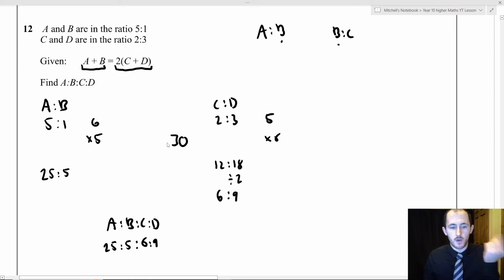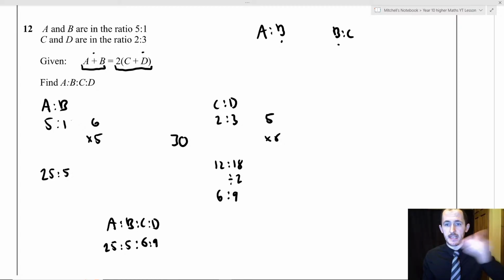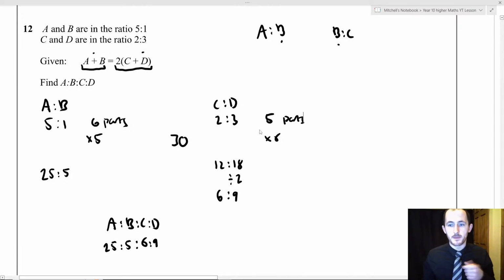Okay, so good question. Why do I add and why do I times by the opposite? We add because in this part here, where it has these 2 bits, they're talking about the number of parts each side has. So A and B together will have 5 plus 1, which is 6 parts. And C and D will have 2 plus 3, 5 parts. The reason why I then times by the opposite is I wanted to find the lowest common multiple.